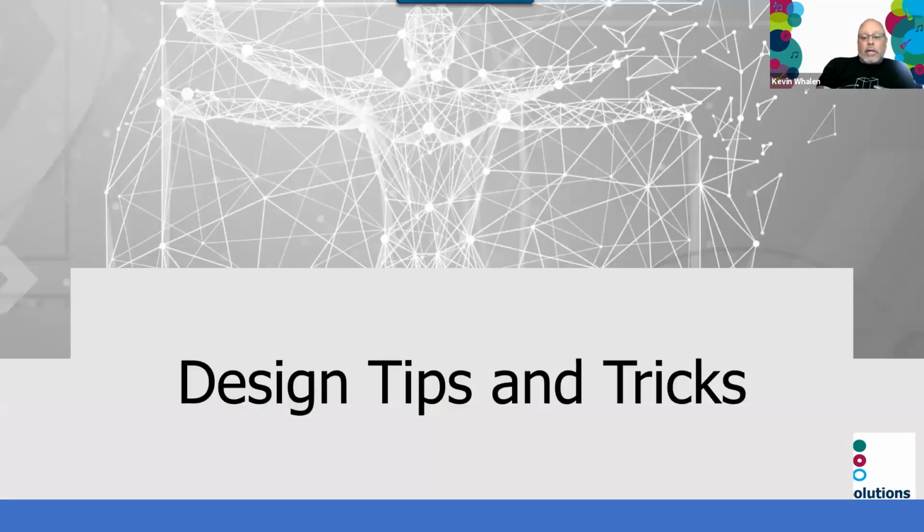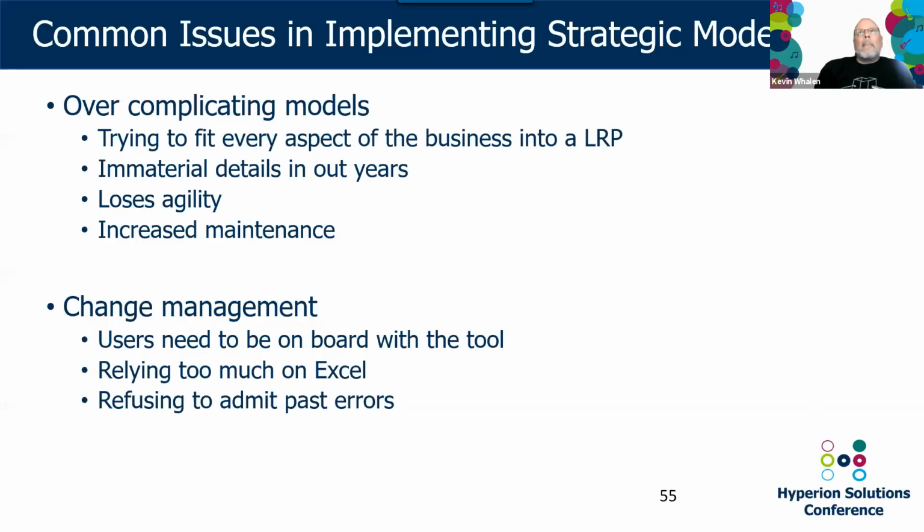So here are some design tips and tricks I've seen over the implementations that I've been doing. One of the issues when you're implementing strategic modeling is overcomplicating the models. Everybody wants to put everything they know about everything into these long range models. And you start thinking, well, in 2030, the robot Skynet's going to become self-aware, and there's going to be all these things we don't know about. Maybe another pandemic, maybe we figure out we're on Mars. I don't know. But those details are not going to be relevant, and I don't know if anybody has ever gone back to their 2015 model to see what's happening in 2020.